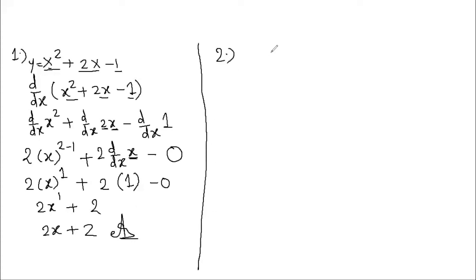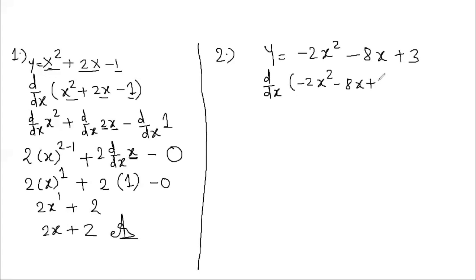Let's do question number 2. Y is equal to negative 2x square, negative 8x plus 3. This is your question. As I told you, you will always start with the differentiation of negative 2x square, negative 8x plus 3. It means you are doing the differentiation of this question. You write it in the bracket. Now how many terms are there in total again? 3 terms. This quadratic polynomial is given in 3 terms, so I have to separate all these 3 terms with separate differentiation signs.